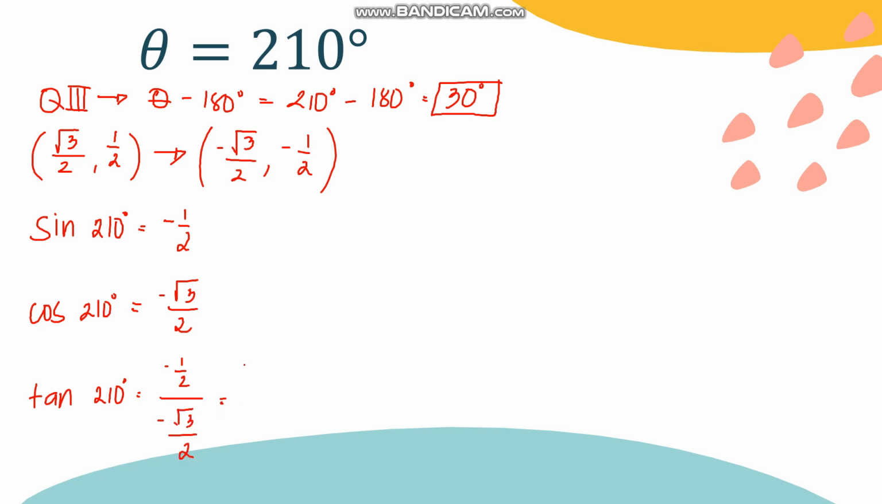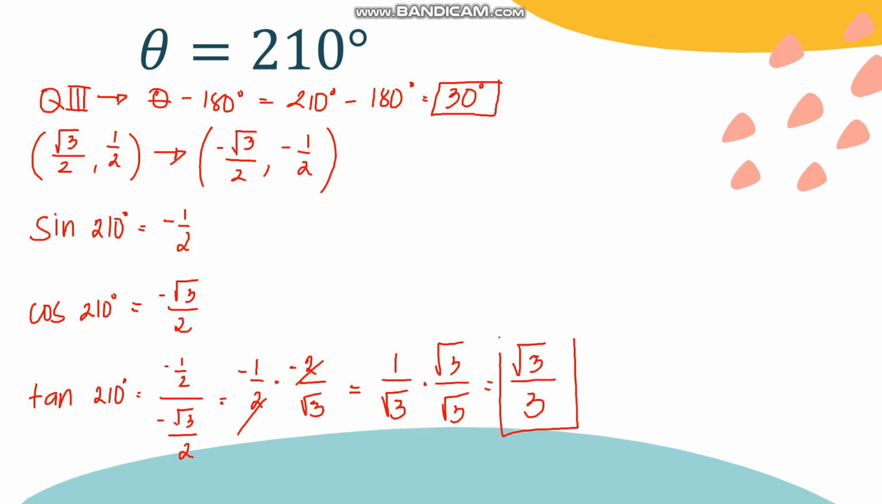So let's just solve this. Negative 1/2 times, then get the reciprocal, negative 2 over square root of 3. This will be cancelled. Negative times negative is positive. So 1 over square root of 3. And then we have to rationalize. So multiply both the numerator and denominator by square root of 3. So we have square root of 3 over 3 as our tangent. So these are the first 3 functions that we have.